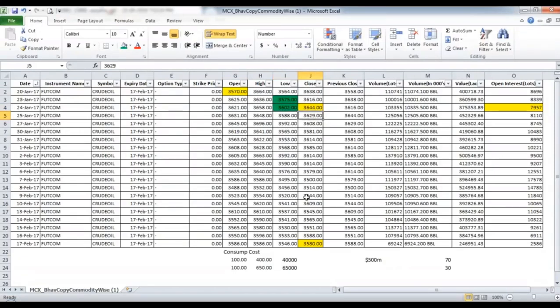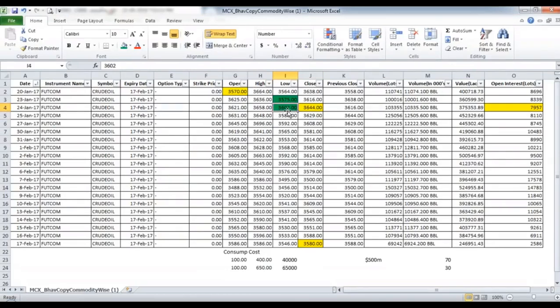Where did it close? 3629. 3621. The next day it is opening at around 3645, right? When it is opening around 3645, if you look at it, there is a support around 3588, correct? It has already built a support around 3588, and on this day when it came down, it went back and closed around 3600, right?